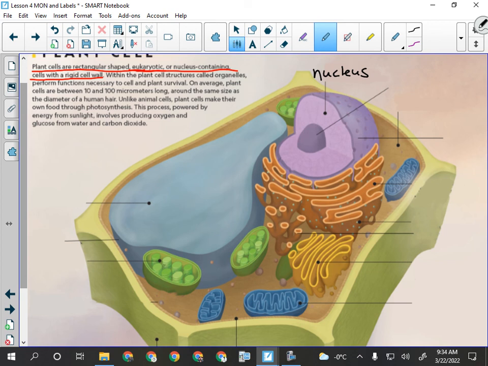It is the library of the cell because it contains all of your genetic information. All of your DNA is stored in the nucleus. Okay? It stores the DNA of the organism.